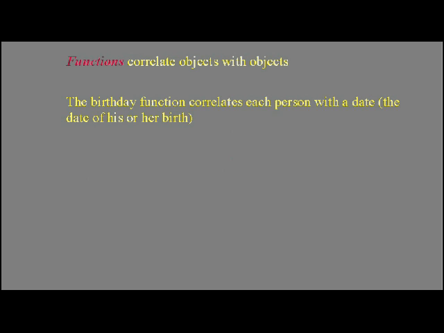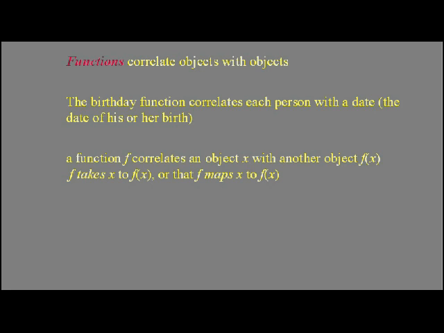Functions correlate objects with objects. The birthday function, for example, correlates each person with a date, which is more specifically the date of his or her birth. More generally, a function, f, correlates an object, x, with another object, f of x. Sometimes we say that f takes x to fx. You'll note here that fx is simply an object. Sometimes we'll say alternatively that f maps x to the object fx.